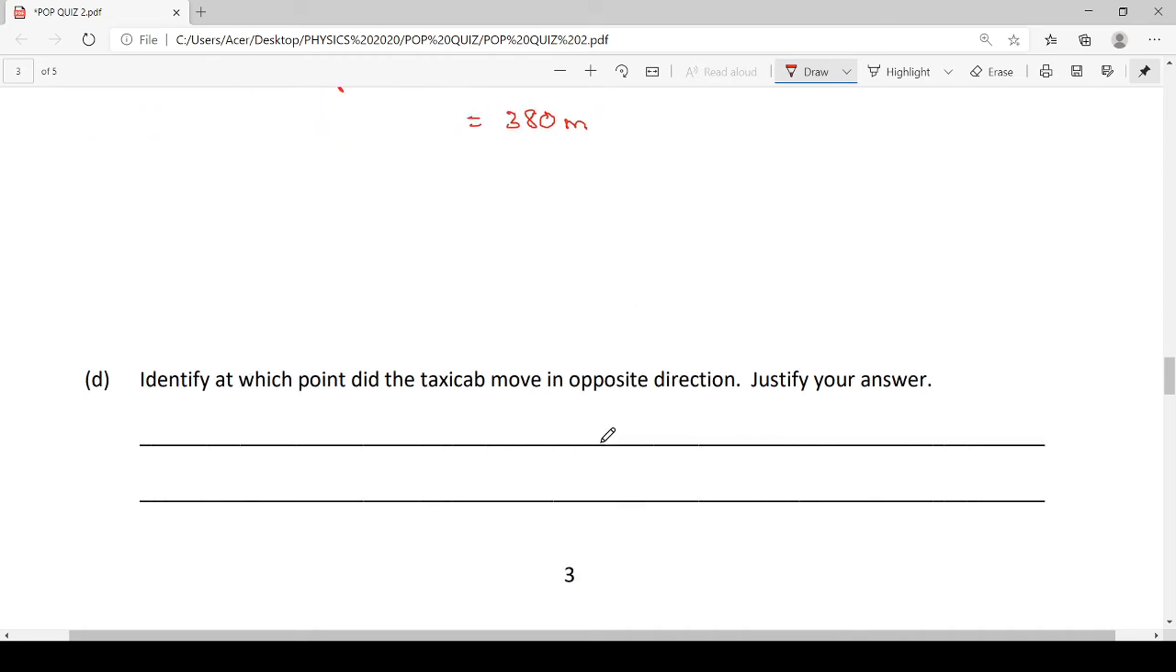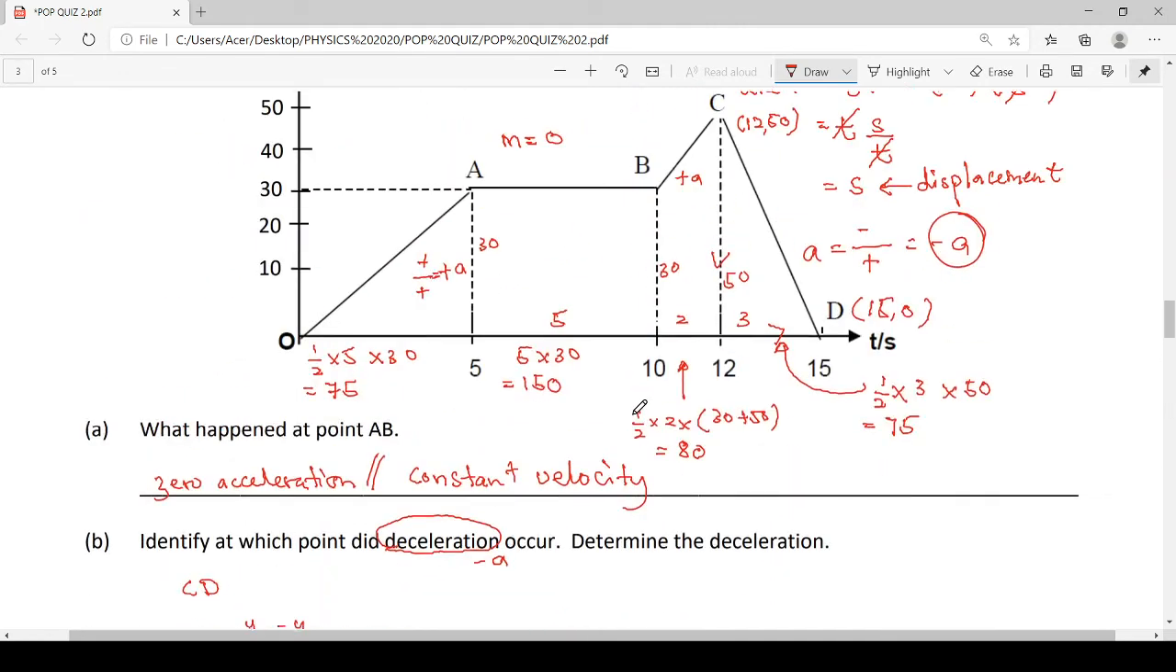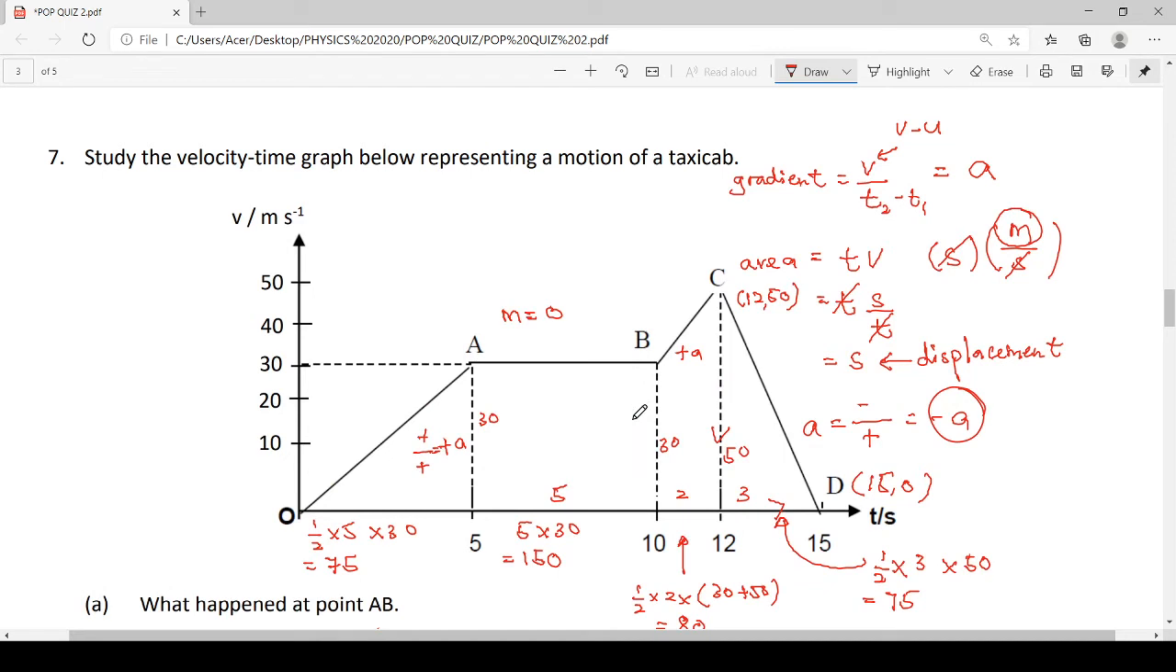Okay, question D. Identify at which point did the taxi cab move in opposite direction and then justify your answer. Okay, now, so if we look at this graph, you are given velocity. And the question asks you at which point did the taxi cab go in the opposite direction. But if we look here, the value of my velocity is always positive. Alright, the velocity is always positive.